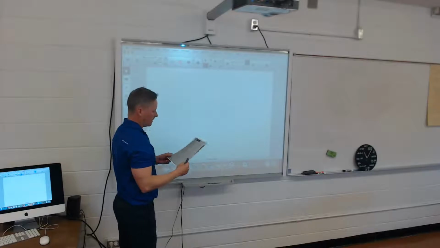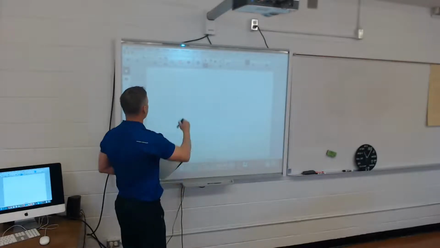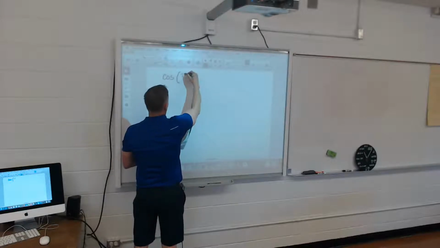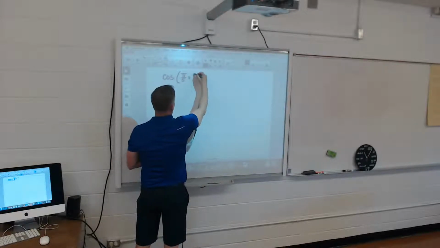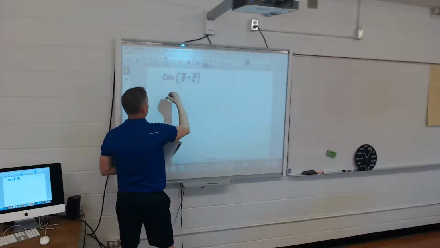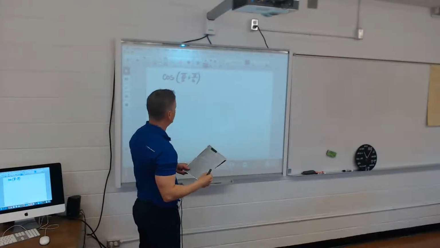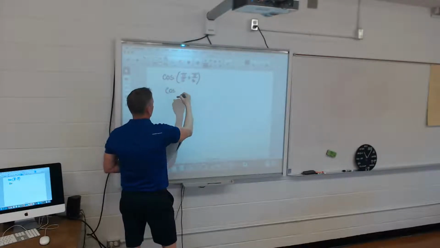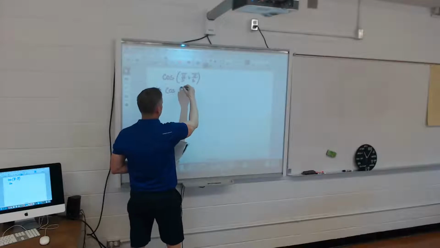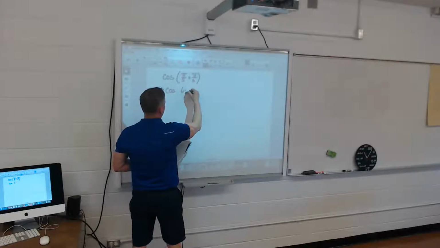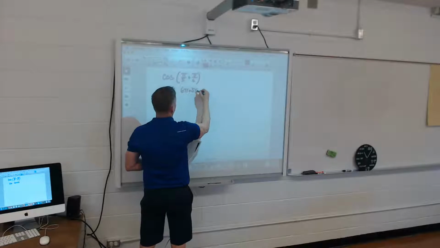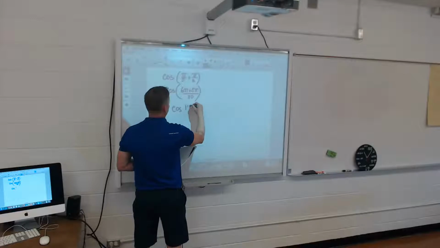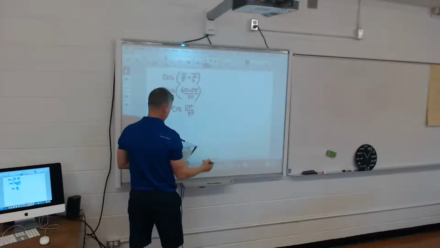Number 4, cos minus sine. Well, that's the same as the cos of pi over 5 plus pi over 6. Okay, so cos, sine, and with a minus, it's the opposite sign, and it's the cos. So that's the cos of, what is that? 6 pi plus 5 pi all over 30. So the cos of 11 pi over 30.